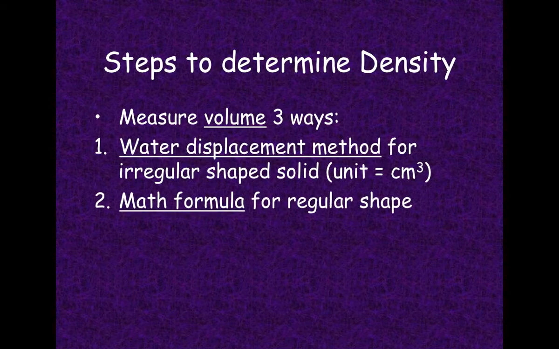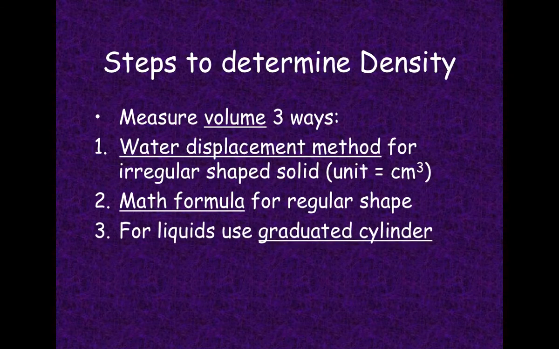We can use a math formula, which would be provided to you, for a regular shape like a sphere or a cube. You just need to make sure that you take your measurements correctly. And for liquids, you use the graduated cylinder. That's actually the easiest. You just pour it in and measure. Now, since we are measuring both mass and volume, you have to keep in mind your measurement rules. You need to make sure you're recording them accurately. You also need to make sure that you're recording them to the appropriate level of precision. In other words, you need to make sure that you have that guess digit there.